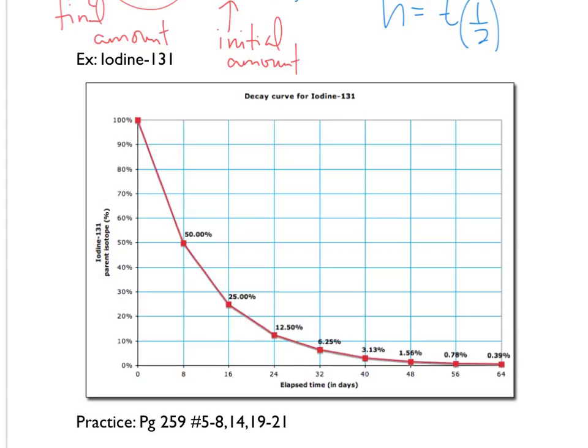Okay, so now looking at this decay curve for iodine-131, you can see that the half-life is, since it's in days, every 8 days. So every 8 days, you are left with half of what you originally started. So first 8 days, you have 50%. Next 8 days, 16 days later, you're down to 25%. 24 days later, you're down to 12.5% of what you originally had. And so it keeps decreasing in half. So as you can see, this is an exponential curve.